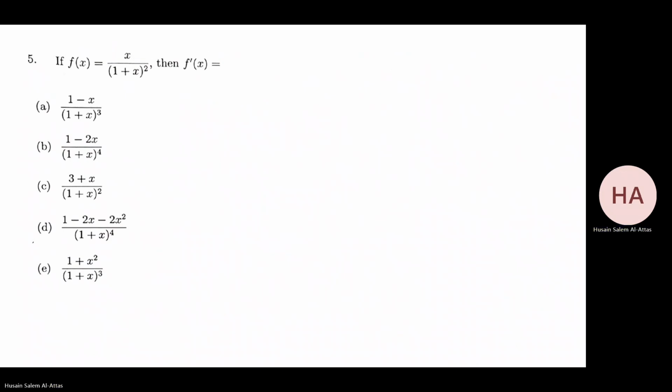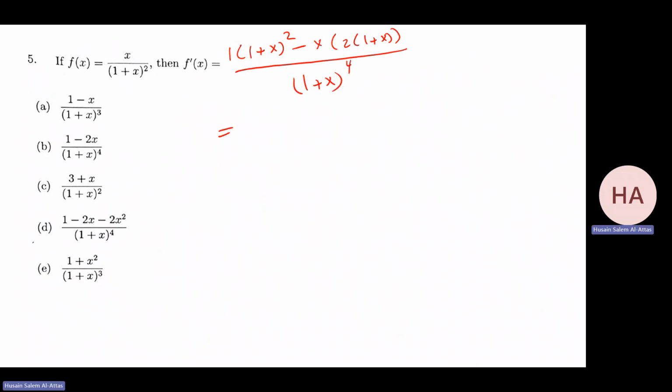This is a quotient. Quotient rule. So the derivative of the numerator, which is 1, times the denominator, minus the numerator times the derivative of the denominator, which is 2 times 1 plus x, over 1 plus x to the power 4. Okay, now simplify the numerator. I have 1 plus 2x plus x squared minus 2x minus 2x squared. The 2x cancels.